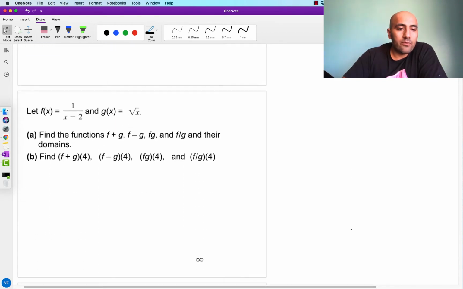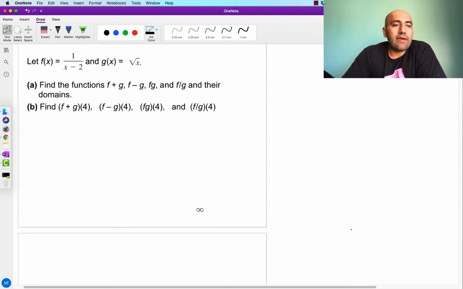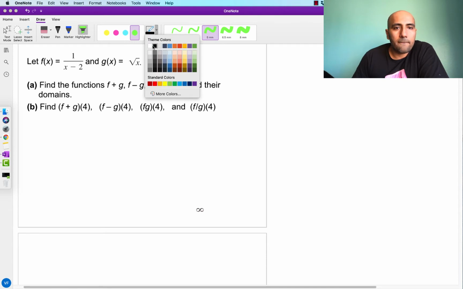So, for example, let's take a look at this one. Let f of x equal 1 over x minus 2, and let g of x equal the square root of x. Find the functions f plus g, f minus g, f times g, f divided by g, and their domains. Super easy. It's so easy, it's kind of weird, perhaps, but we'll get through it.